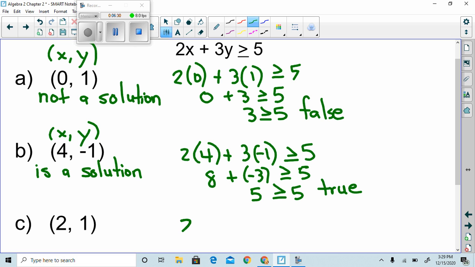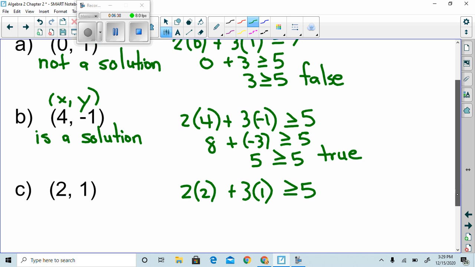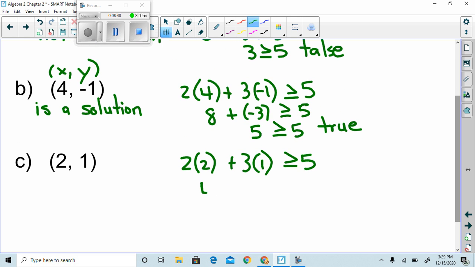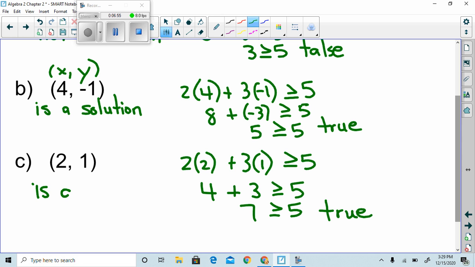And we'll try one more. We have 2 times 2 plus 3 times 1. Is that greater than or equal to 5? I have 4 plus 3, and 4 plus 3 is 7. 7 is greater than or equal to 5. Another true statement here. This is a solution.